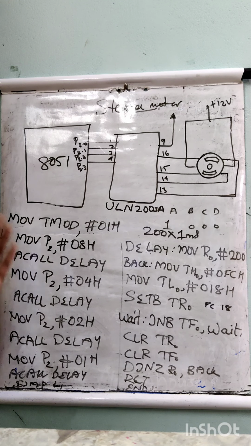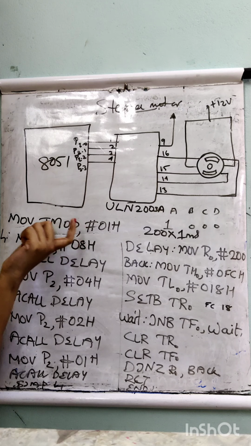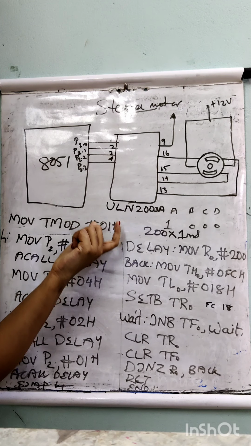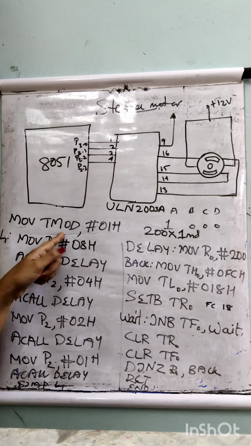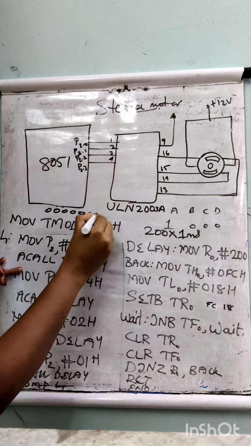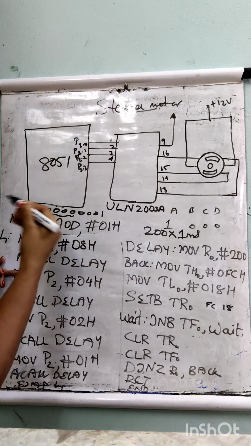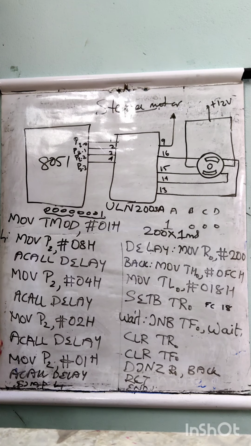So let's start with the assembly code for the stepper motor interfacing with the 8051. For that, first we select the timer. Any timer you can select. It can be timer 0 or timer 1. So here I chose timer 0 in mode 1. For that I've given the value 01 to the timer mode register. So now in timer mode the value will be 00000001. It means that timer 1 I am not using, I am using timer 0 in mode 1.